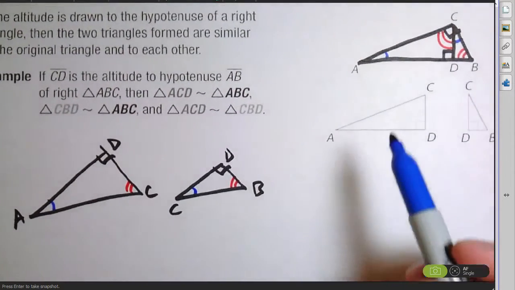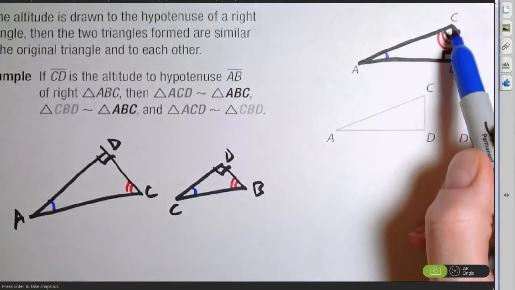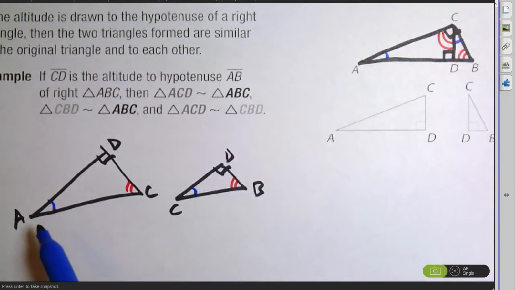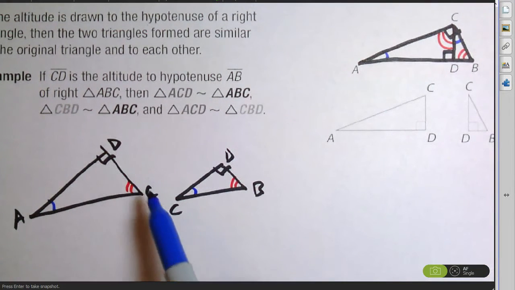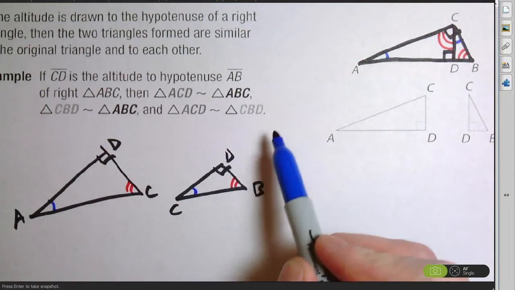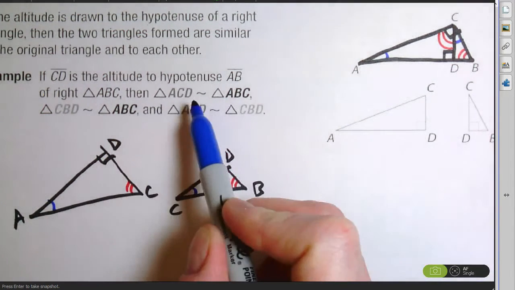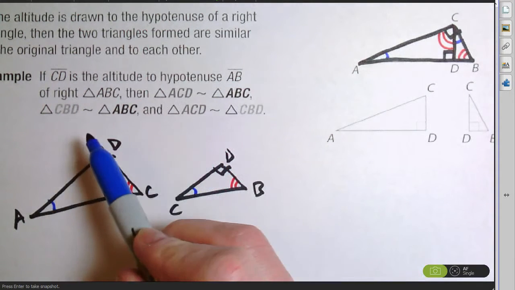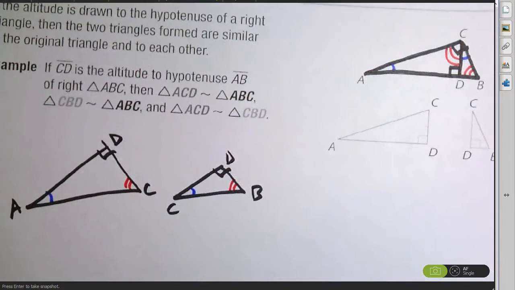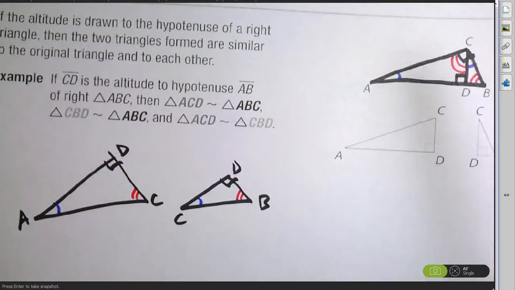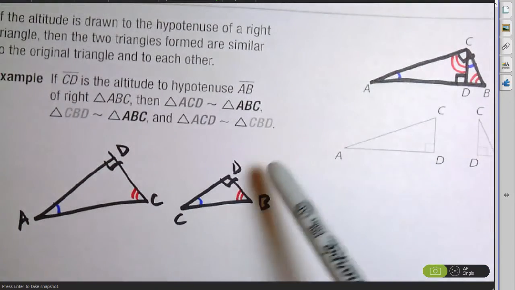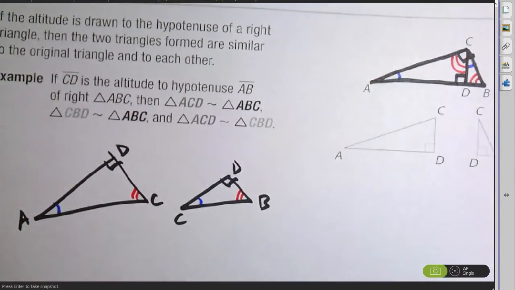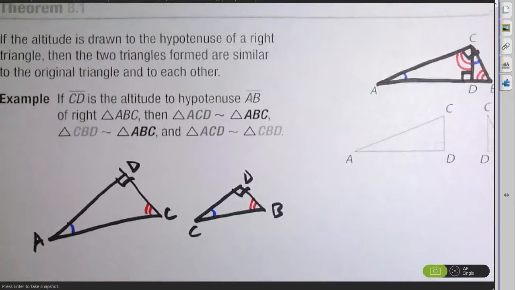And now triangle ABC corresponds to ACD and CBD. And here we go. ABC, ACD, ABC, CDB. Now that's important for us because it's going to lead us into our next couple theorems. But the first theorem is this. When you have this triangle, it creates three similar right triangles.